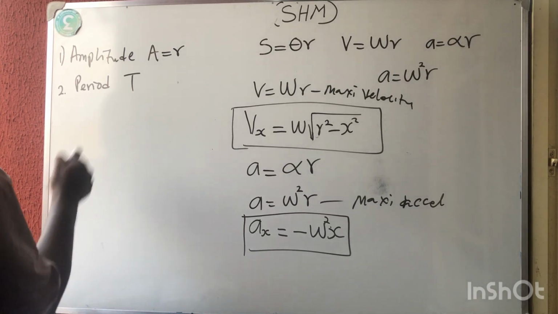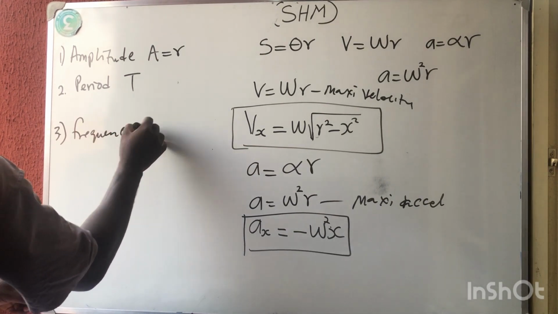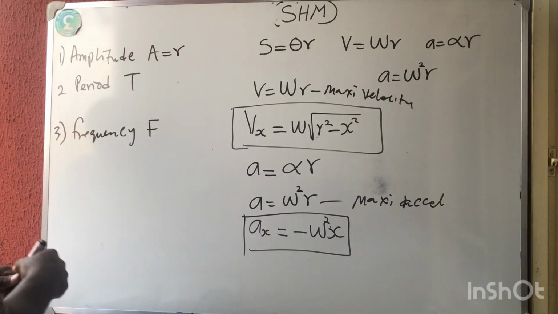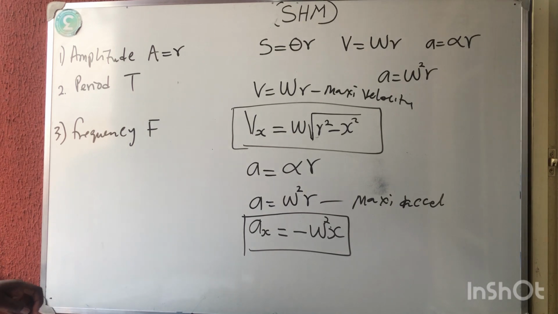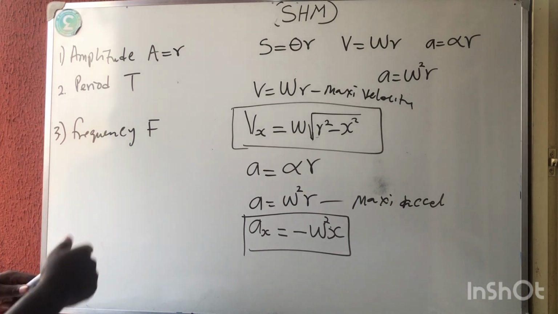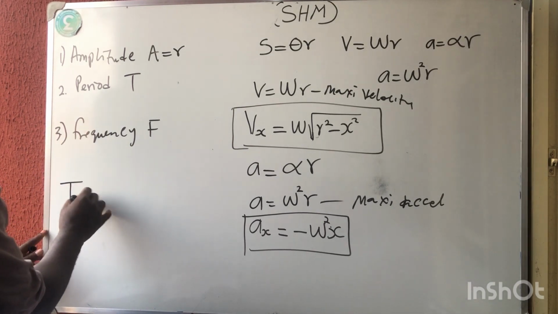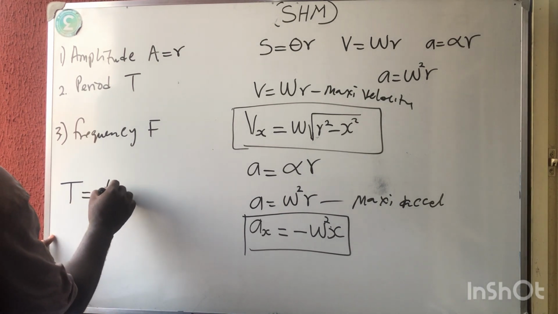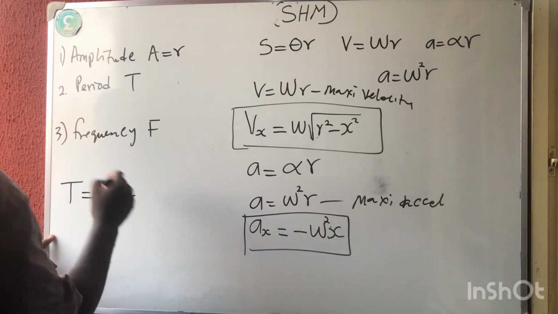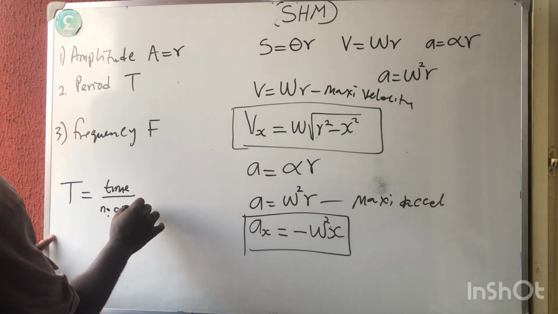So the next one, number 3, is frequency, F. This is the number of circles per period. Don't forget that period T is equal to the normal time over the number of circles.